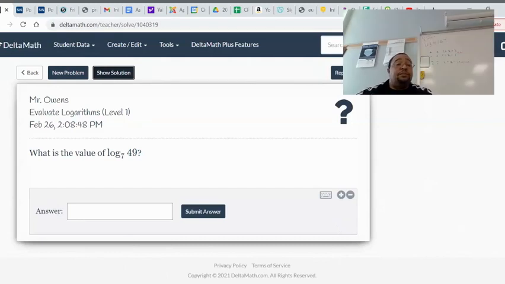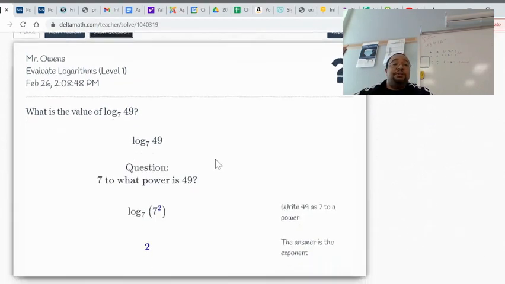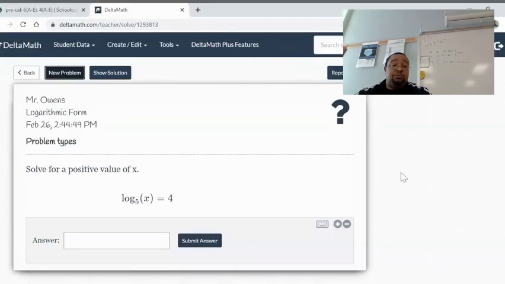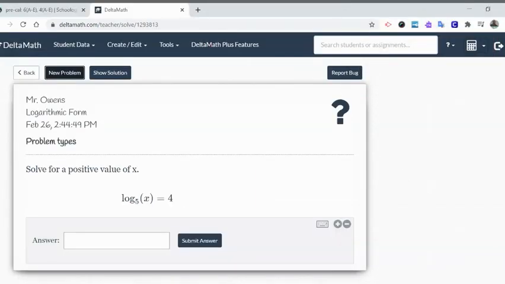Here we have a problem on your Delta Math where they want you to find the value of the log of 49 base 7. Remember, think of logs as powers. So to solve, you've got to say, 7 to what power is 49? 7 to the second. So your answer would be 2.